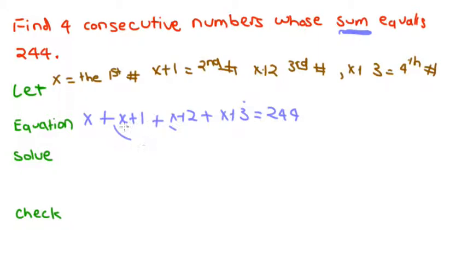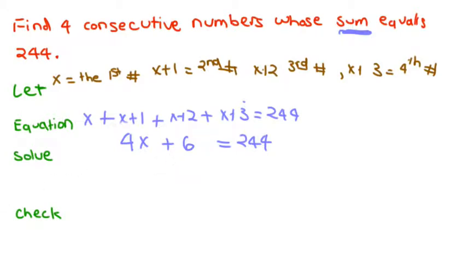So the first step in solving this equation is to combine like terms. So we'll combine the variables and we'll combine the constants or numbers. So how many x's are there? 1, 2, 3, 4. 4x plus, how many numbers are there? 3 plus 2 is 5, plus 1 is 6. So 4x plus 6 is equal to 244.